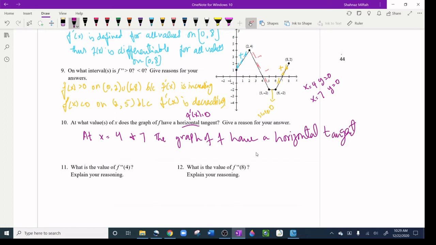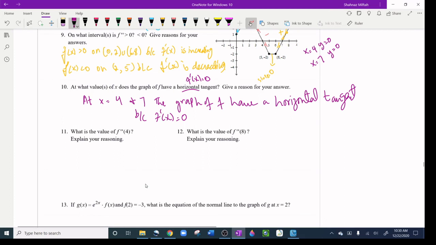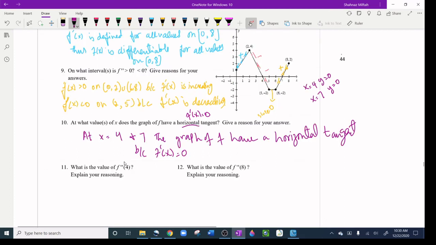Horizontal tangent because f prime x is equal to 0. Question number 11. What is the value of f double prime 4? Explain your reason. Double prime means a second derivative. So what is the second derivative at 4? Second derivative means I have to draw a tangent line on here at x equal 4, which is negative.